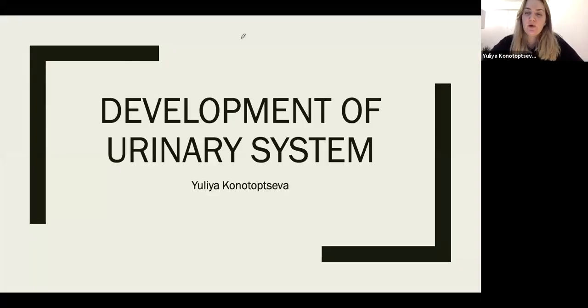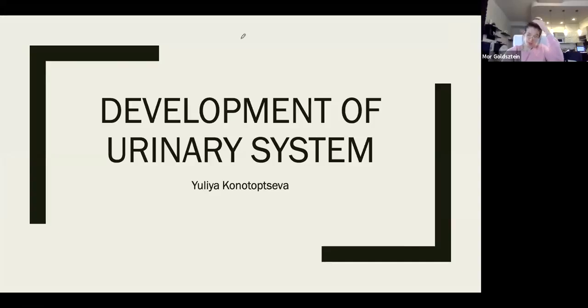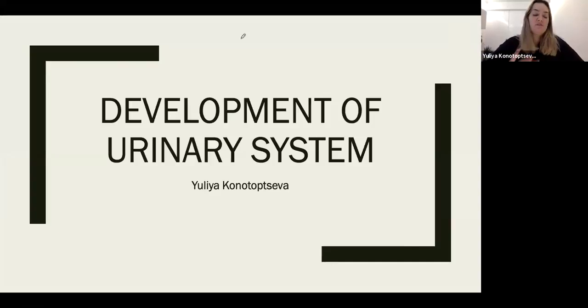Urinary system, where will it come from? Intermediate mesoderm. Mesoderm, very good. Okay, so you remember that we have several types of mesoderms: the paraxial, intermediate, and lateral plate mesoderm. The intermediate mesoderm is the one which is responsible for giving the entire urinary and genital system.